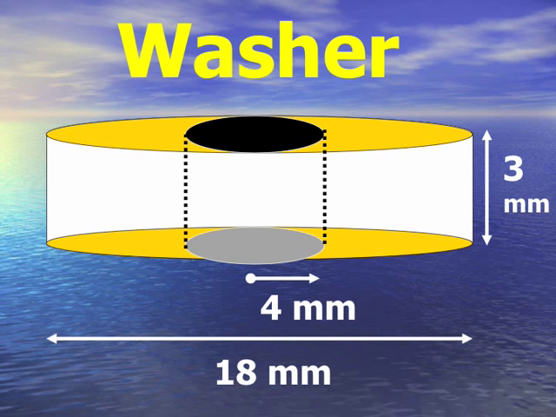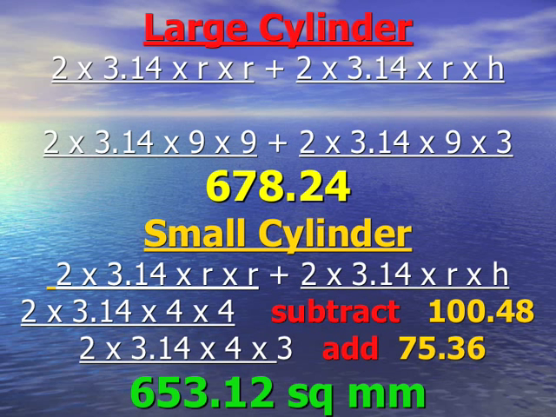Remember, you could stick your finger inside the washer and feel a region that is inside the hole on the top and the bottom. That is an area that you must account for. So if I would walk you through this and show you all the steps using my data here, using the heights of both cylinders being 3 millimeters, the radius of the smaller cylinder being 4 millimeters, and the radius of the larger cylinder being 9 millimeters, this is what it looks like.